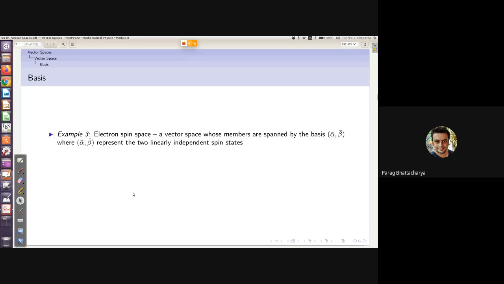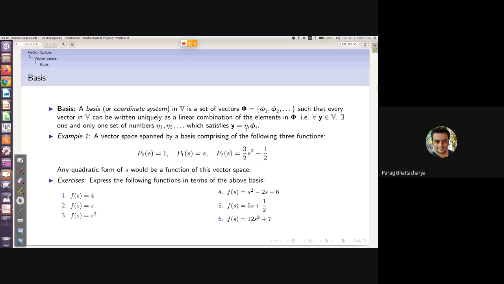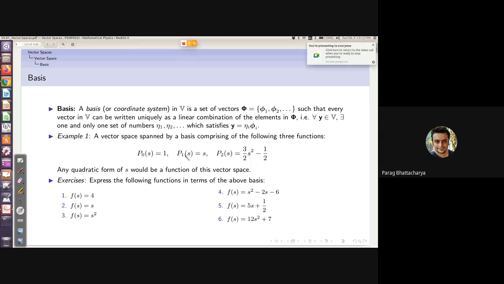So in these examples that we have here, what is the dimension of this vector space in this case? Here, what is the linear vector space? The linear vector space is all the functions which have a quadratic form. All the functions which have got a quadratic form. That's a linear vector space.